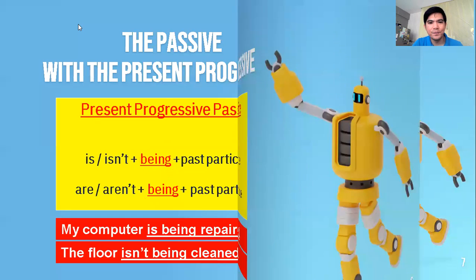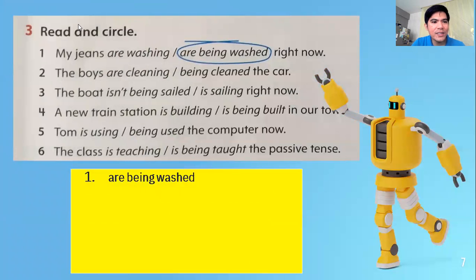Let's move on. I have here 6 sentences, and you will choose the correct words. I give you an example. For number 1, we have are being washed. Open your student book on page 51. You can circle your answer. If you don't have your student book with you, you can write the answers directly in your English notebook.